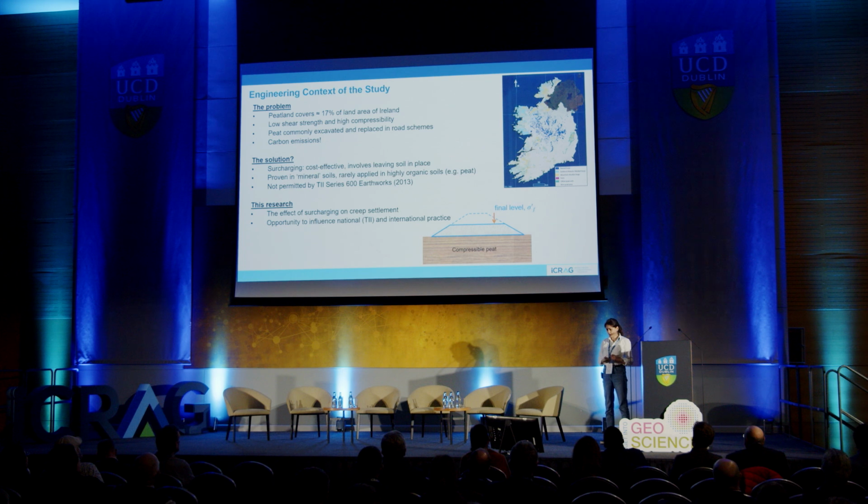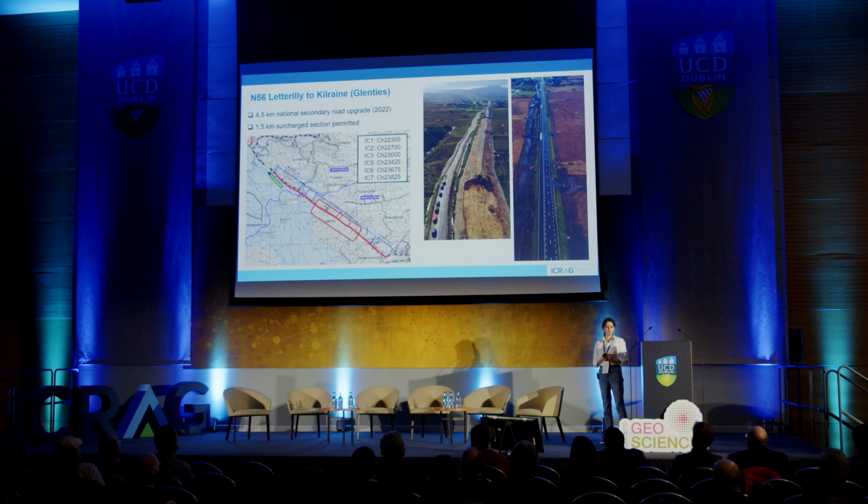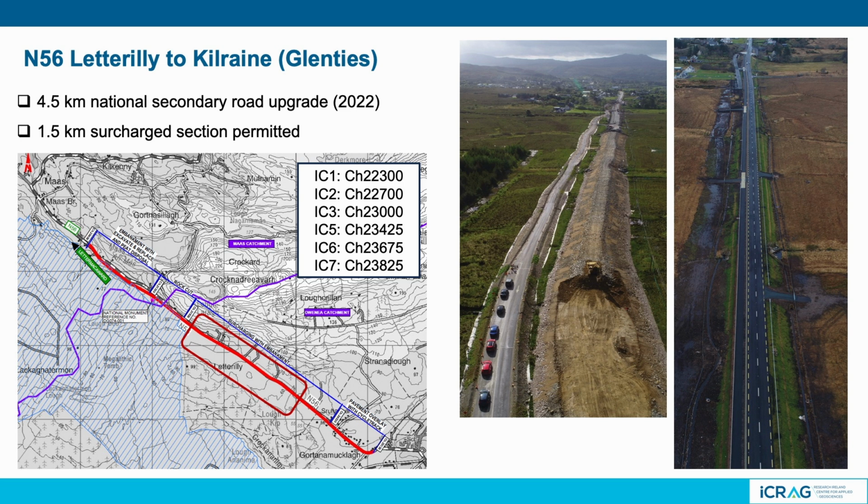So our project is about redeveloping about 1.5 kilometers of a national road, the N56 road in Glenties in County Donegal, using this surcharging method, and selecting different locations for long-term monitoring of vertical deformation and lateral deformation, which we can do using inclinometers at two sides of the road in different locations, and also monitoring pore water pressure across that 1.5 kilometers of the road.